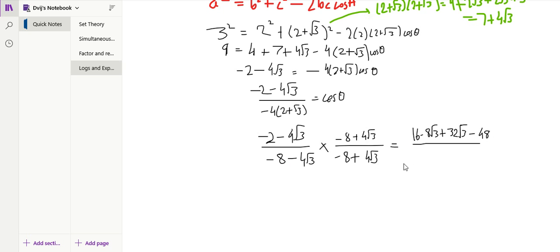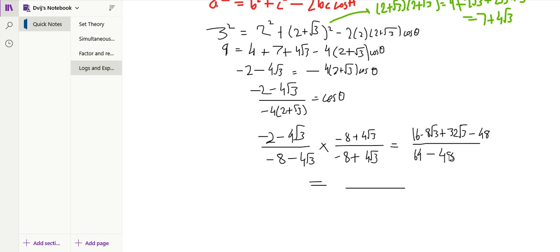Cool. On the bottom, minus 8 times minus 8 is 64. Since we're multiplying by the conjugate, you know the middle terms are going to cancel out. So minus 8 times 4 root 3 plus 4 root 3 times minus 8 is going to be minus 32 root 3 plus 32 root 3, which is just going to be 0. So we can ignore the middle term. And the last term is the same as above. It's minus 48. And there we have it. We've got rid of the surd in the denominator. Excuse me. So that's the hard bit done.